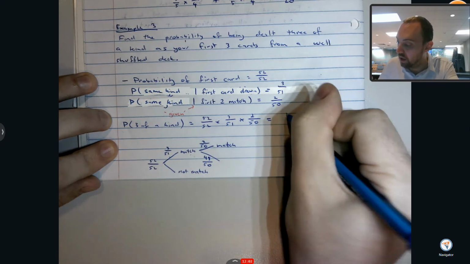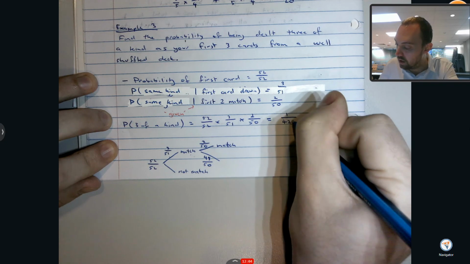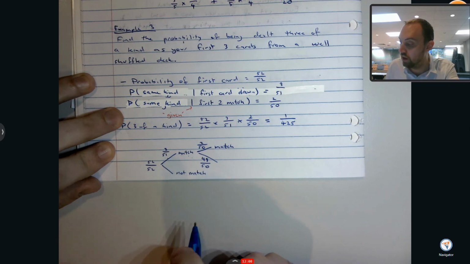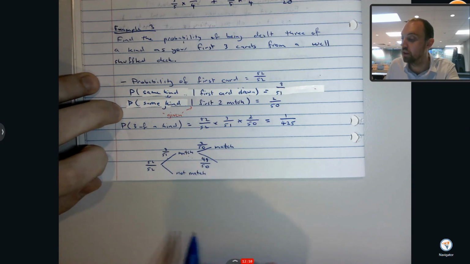If we type this into our calculator, we should get 1 out of 425, which we could convert to a percentage if we wanted to.